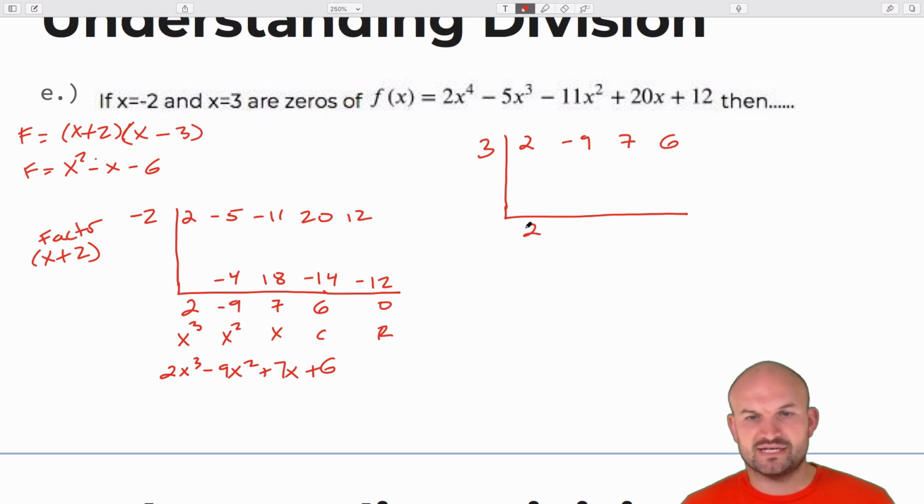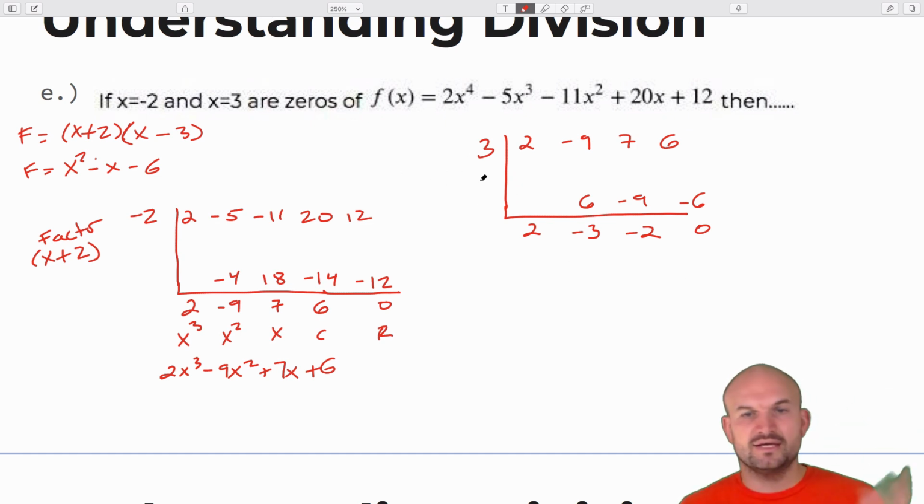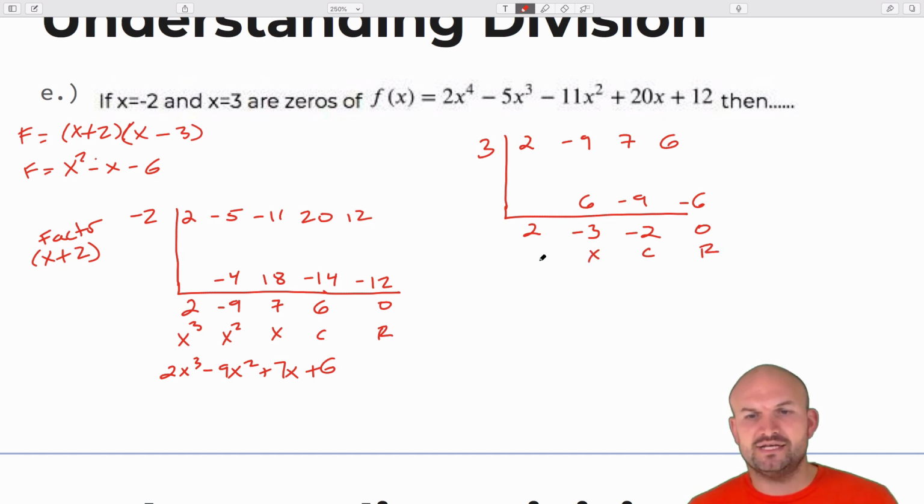And then I do 2, bring down the 2. 2 times 3 is 6. Negative 9 plus 6 is going to be a negative 3. Negative 3 times 3 is going to be a negative 9. This gives you a negative 2. Negative 6 equals 0. Now again, since I'm not dealing with a fraction, I don't need to worry about dividing out my terms here. So that is my remainder. That is my constant. That is my linear. And that is my quadratic. So again, there's my factor.